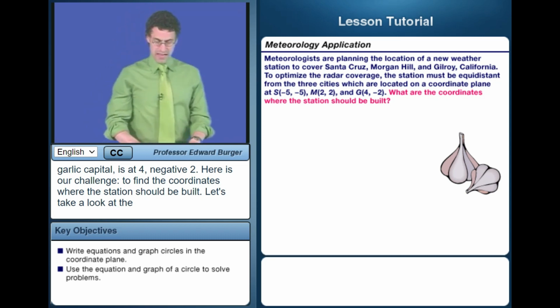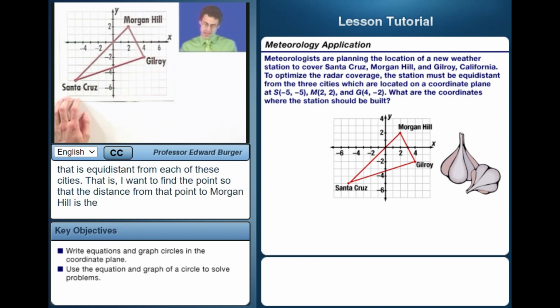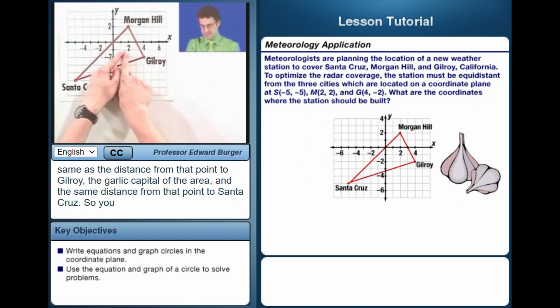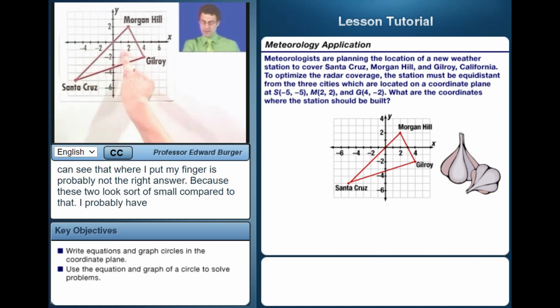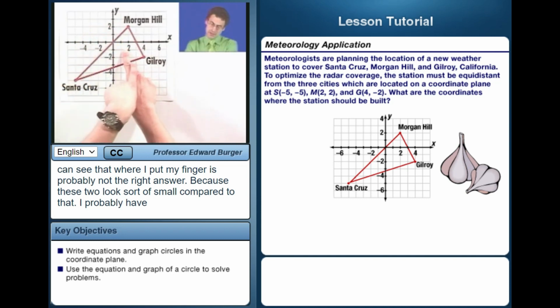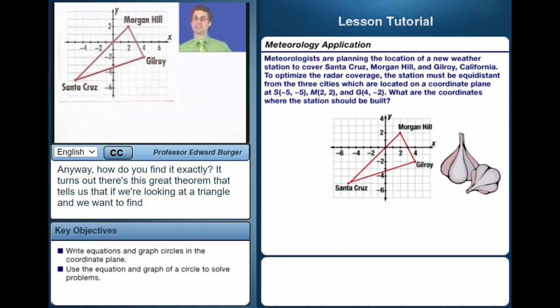Okay, let's take a look at the coordinate plane. You can see I put down the cities already at their appropriate spots. What I want to do is find the one spot that is equidistant from each of these cities. That is, I want to find the point so that the distance from that point to Morgan Hill is the same as the distance from that point to Gilroy, the garlic capital of the area, and the same distance from that point to Santa Cruz. Where I put my finger is probably not the right answer because these two look small compared to that. I probably have to slide my finger down somewhere, maybe here. This distance still looks a little bit long. Anyway, how do you find it exactly?